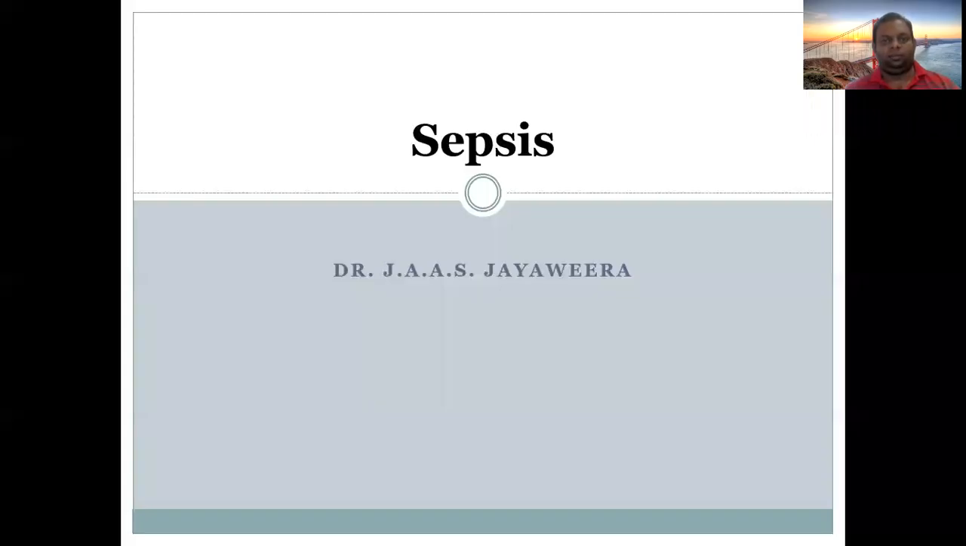Sepsis, another disease entity. It is a cause of death, and it is mainly driven by an immune mediated mechanism.